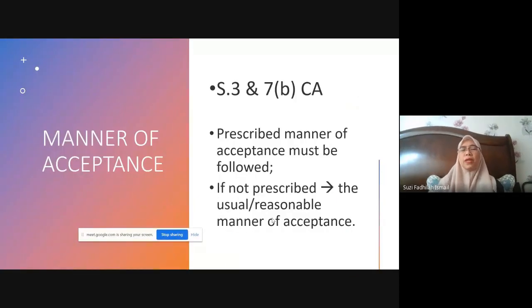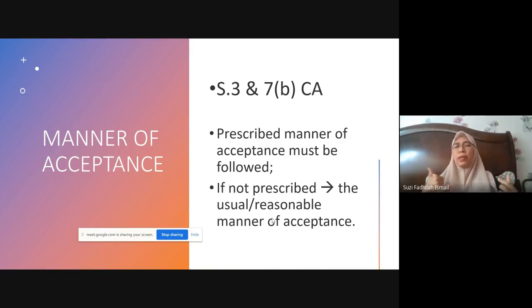Alright. So the prescribed manner of acceptance must be followed. Meaning that if the offeror says you must accept by way of telephone call, let me know by calling me, let me know through telephone call, that's the prescribed manner.